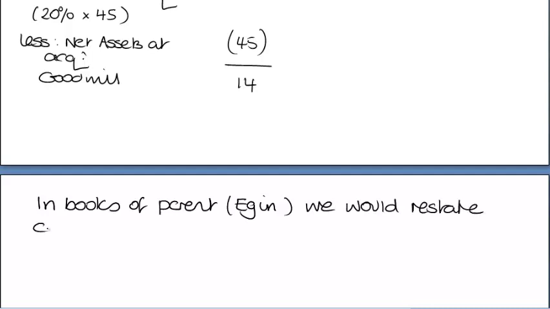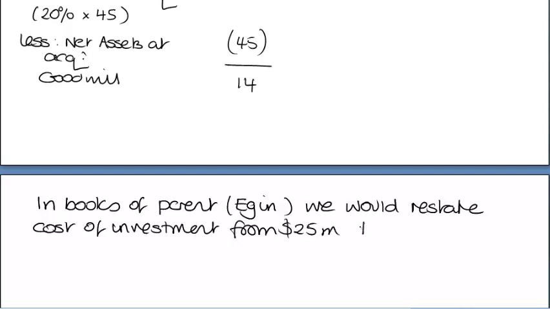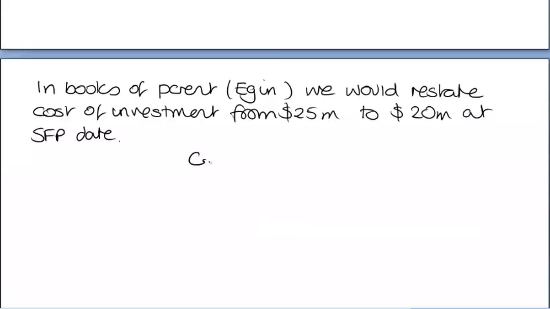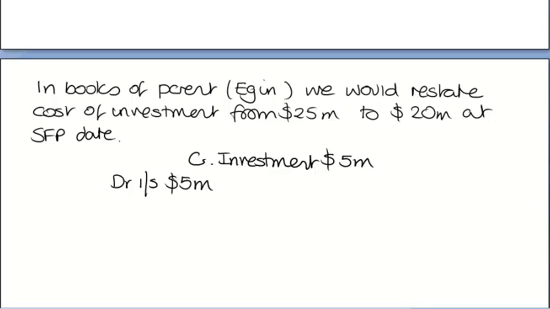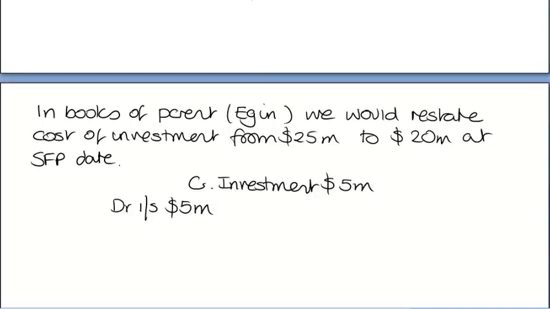We would restate the cost of the investment from $25 million to $20 million at the SFP date. Why are we doing this? Credit investment $5 million, and we would debit the income statement $5 million, because we're measuring at fair value through profit and loss. There we've got to use the closing rate of exchange.